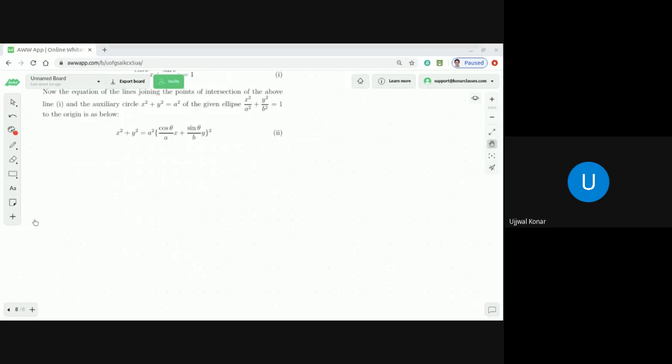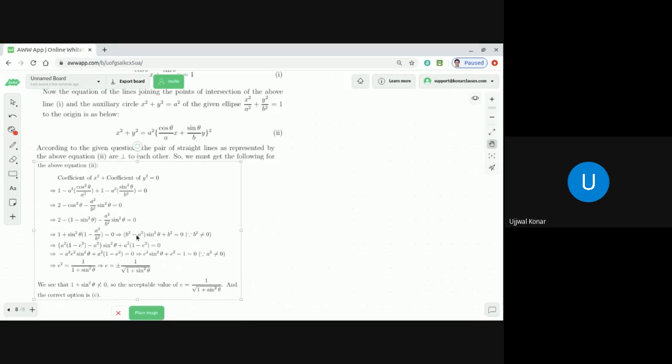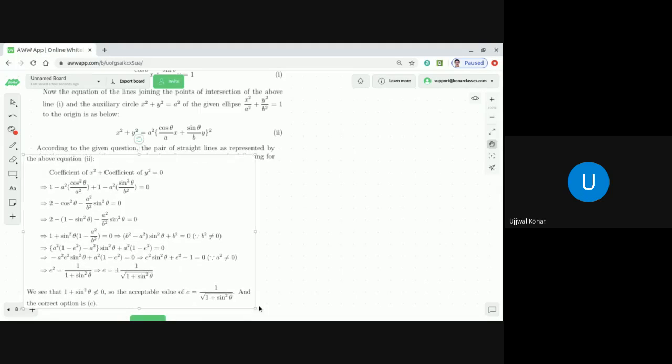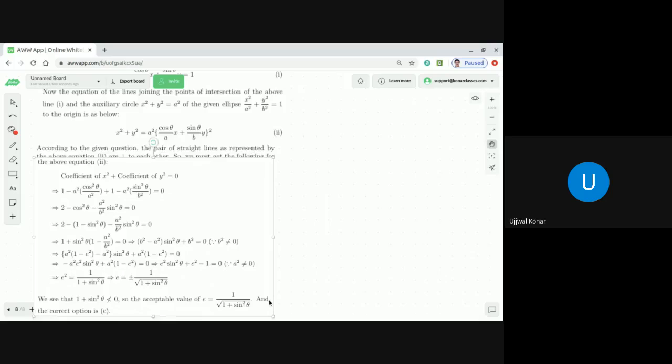After that, what we are doing, dear students, if you look into it, according to the given question, the pair of straight lines as represented by this equation number 2 are perpendicular to each other. So if you now go back to the theory of the pair of straight lines, what is the condition that the two straight lines will be perpendicular to each other? So we get this condition, that coefficient of x square plus coefficient of y square should be equal to 0. That is the condition. That is the precondition, by the way.